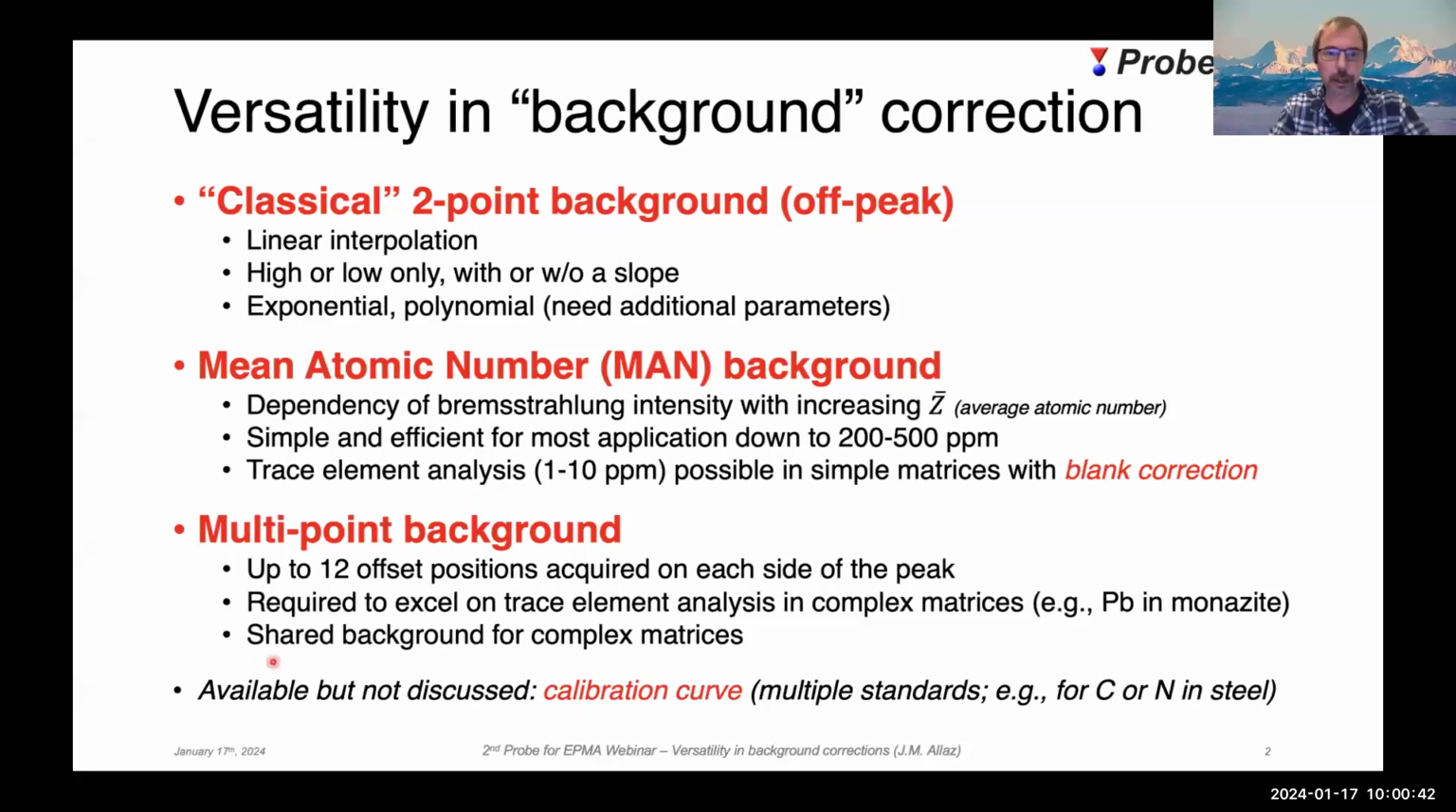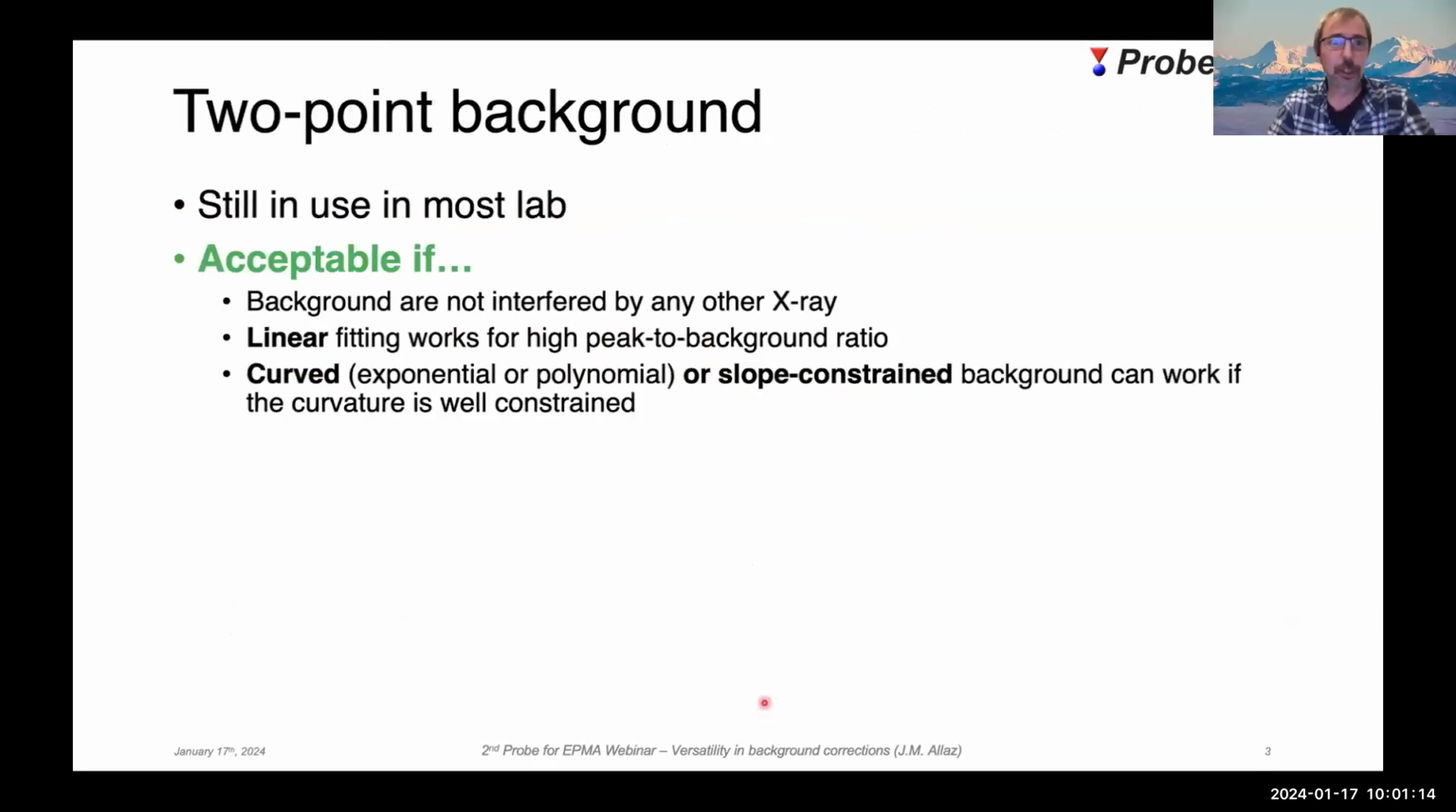So another option also that is available in Probe for EPMA is a calibration curve. That's an application that would be specialized for instance, for carbon or nitrogen in steel, where you acquire multiple standards of a known carbon or known nitrogen content, and you use this curve to calibrate the carbon or nitrogen content, and then analyze your unknown. However, I doubt we'll have time for that, and I'm certainly not the best specialist to present this approach. So the 2-point backgrounds, we'll try to keep it very short because I'm sure most of you know about that, and Anette von der Handt did a very nice introduction about that.